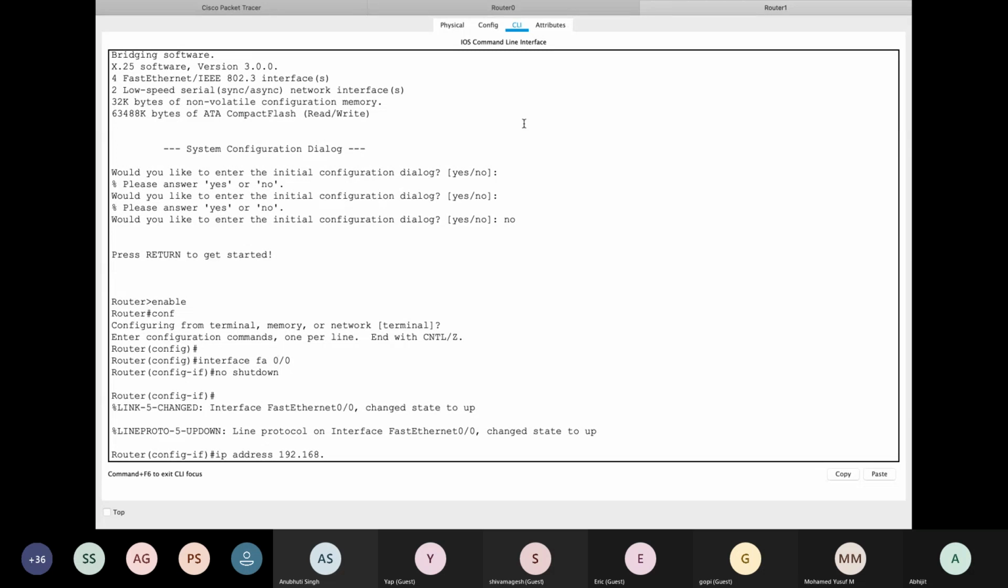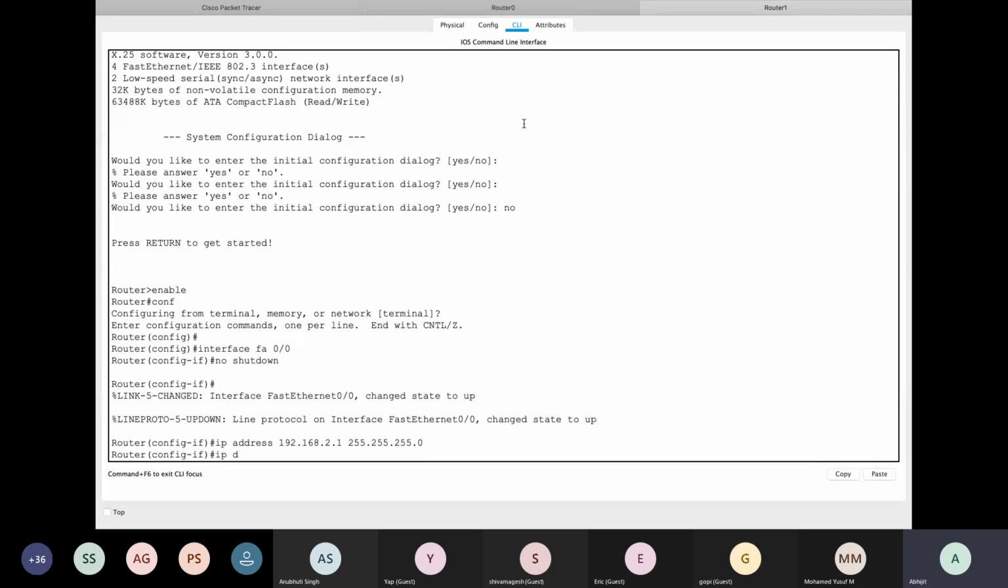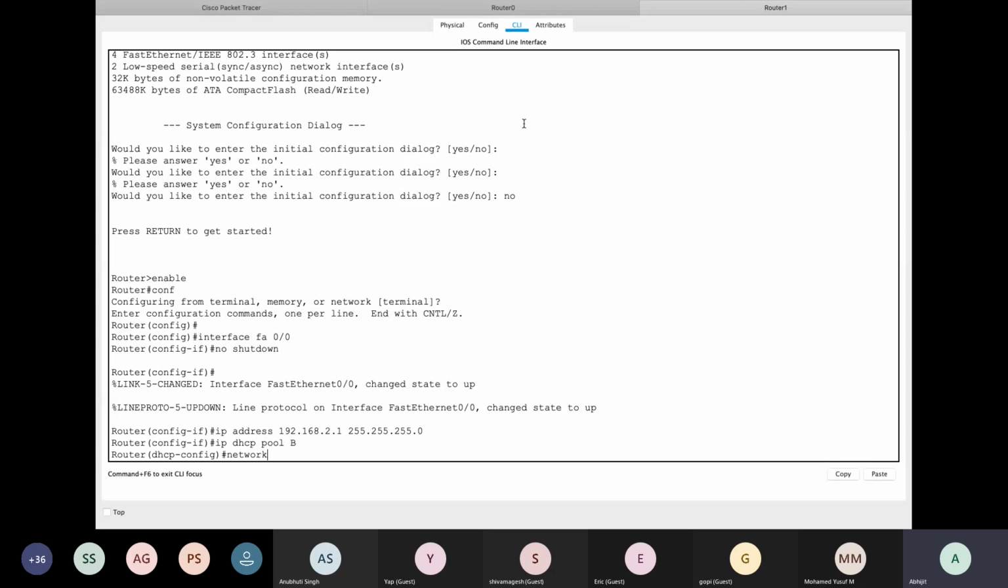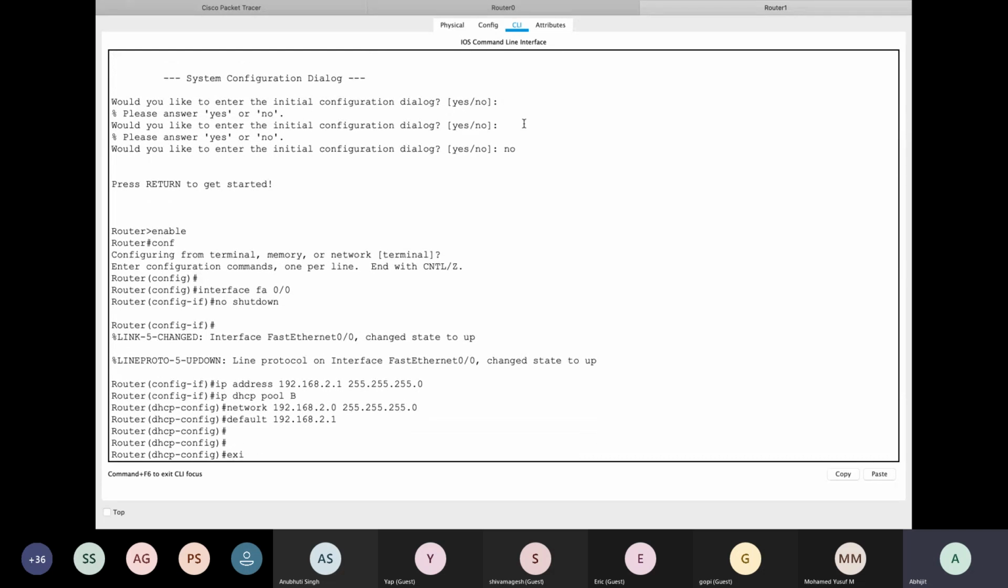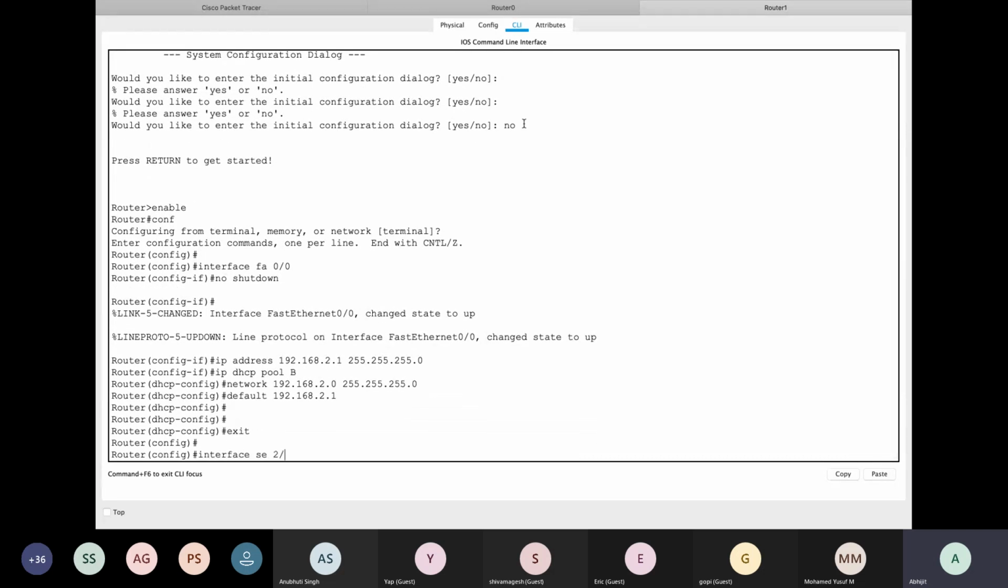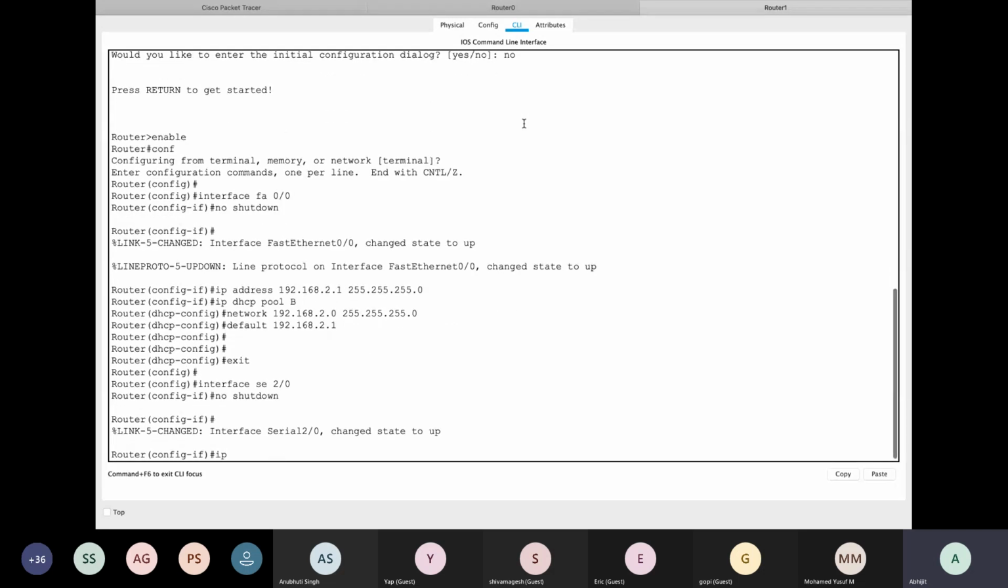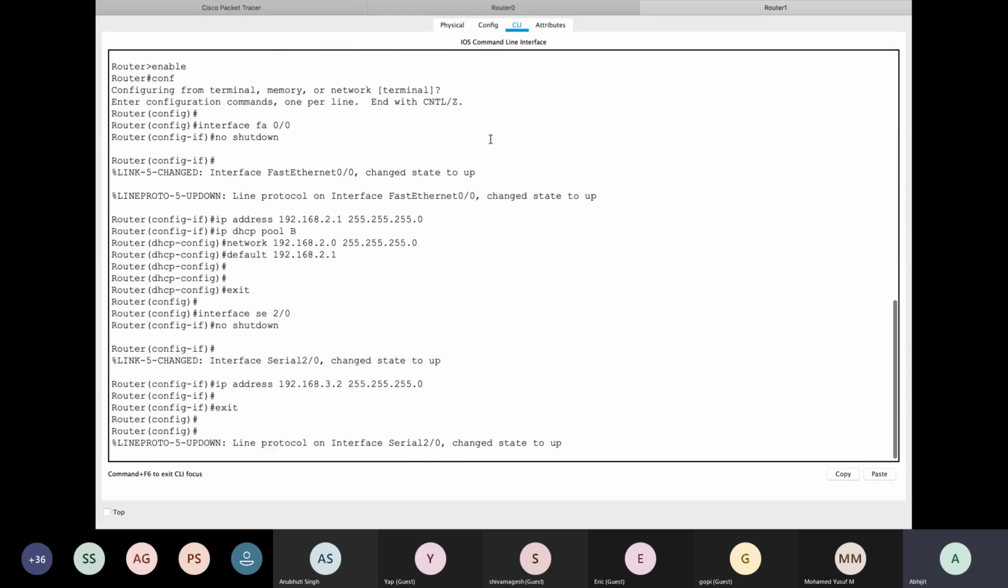192.168.2.1, and then ip dhcp pool B, network 192.168.2.0, sorry, along with the subnet mask, and default router 192.168.2.1, and take an exit. Interface SE2/0 again, no shutdown, and IP address 192.168.3.2 along with the subnet mask, and take an exit.